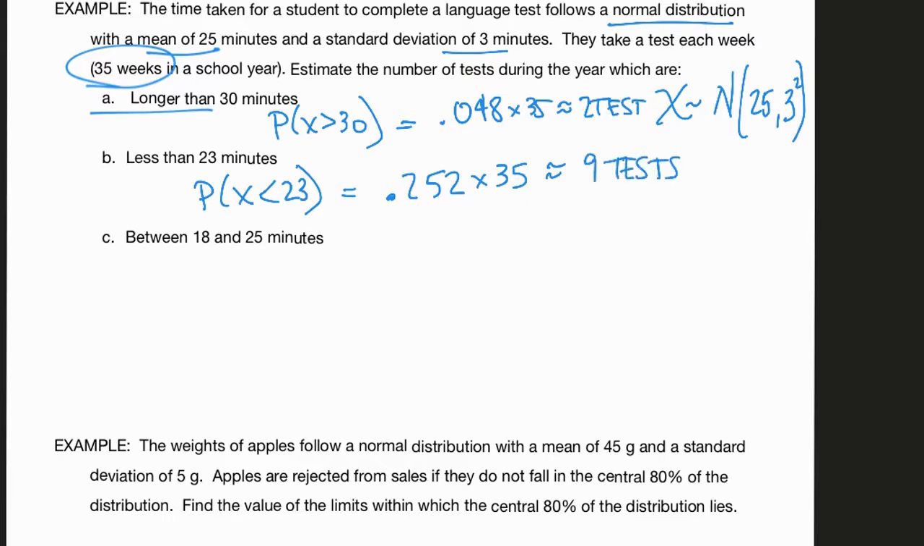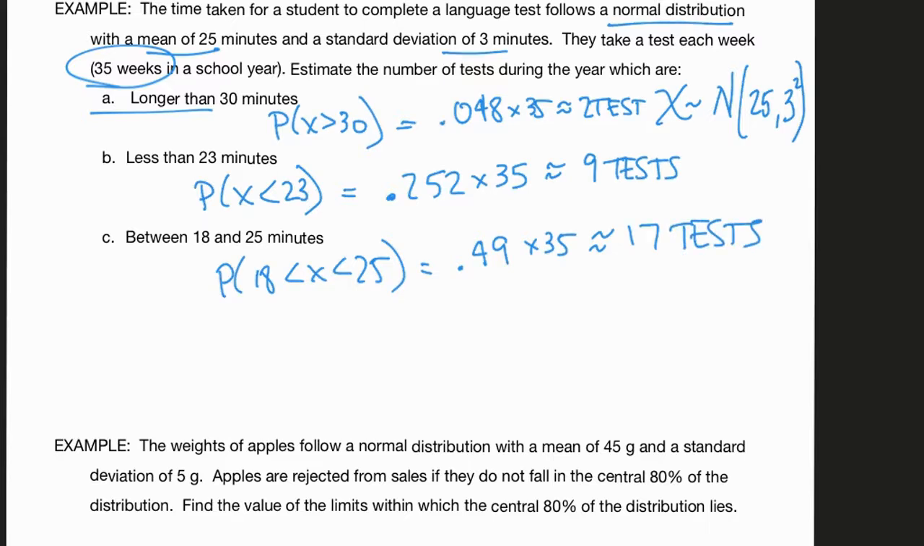So between 18 and 25, we want this to be between 18 and 25, which comes out to be approximately 0.49 times the 35 weeks is approximately 17 tests.